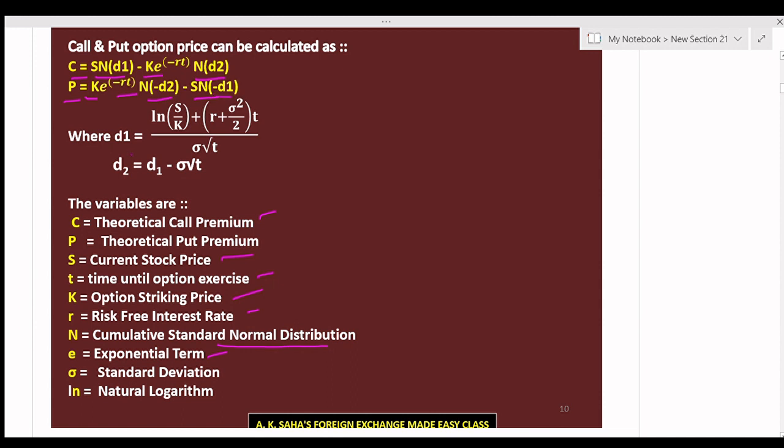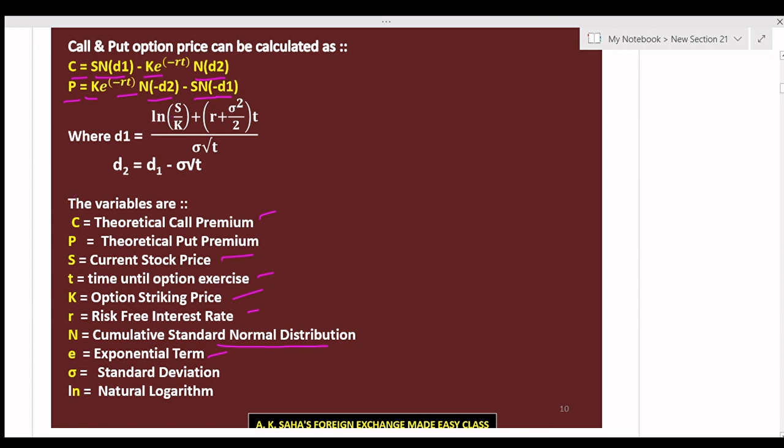What is N and N D1? N is the notation for calculating the probability under the normal distribution, and N D1 represents the cumulative standard normal distribution of the value D1 that gives the probability that the option will be exercised profitably. And N D2 is the probability that if the option is exercised, we would have to pay the strike price to acquire the underlying asset, considering the present value of the strike.